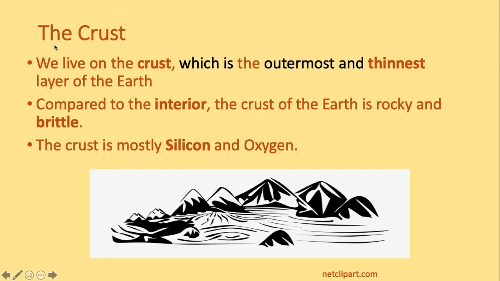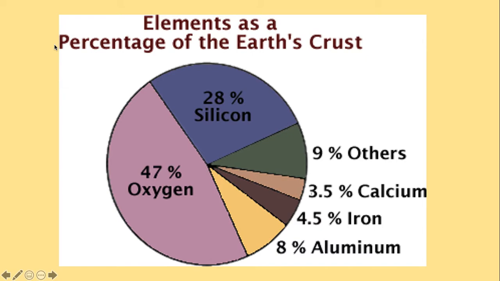The crust. We live on the crust, which is the outermost and thinnest layer of the Earth. Compared to the interior, the crust of the Earth is rocky and brittle. The crust is mostly silicon and oxygen. We talked about that in previous units. The most abundant mineral in Earth's crust is the silicates. The silicates are made of silicon and oxygen.